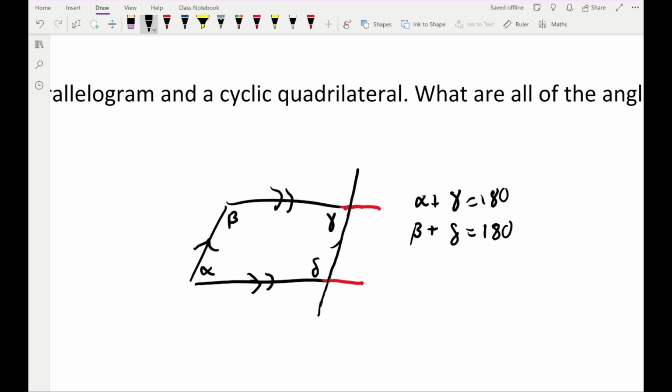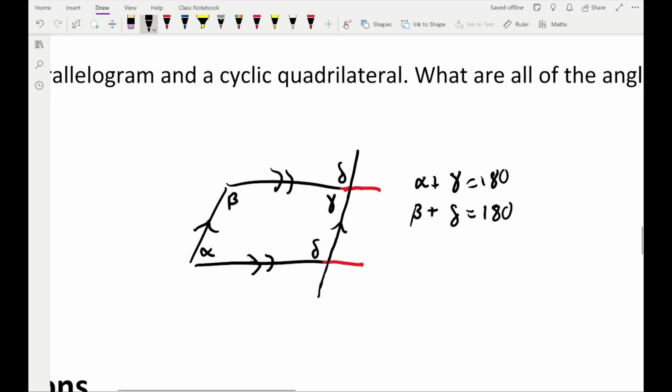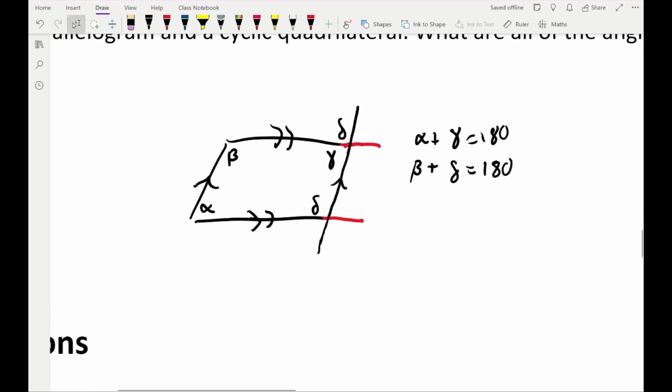But if you can't remember that theorem, then you can have a think and go, okay, well, these two bits look the same. So you've got this gamma here, and then this gamma up here. And that's another theorem about parallel lines. And then you know gamma plus delta equals 180. At any rate, you have to have gamma plus delta equals 180, just due to the fact that these are all parallel lines. Similarly, you have to have alpha plus beta equals 180.